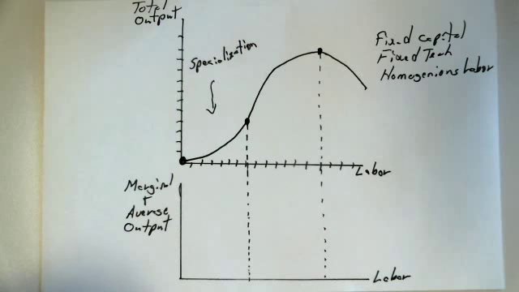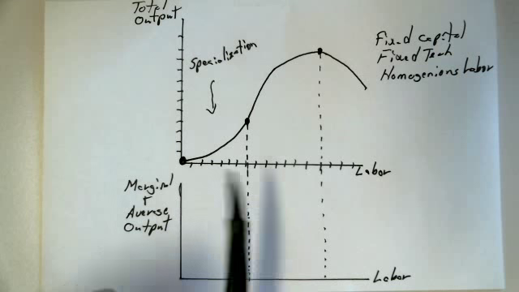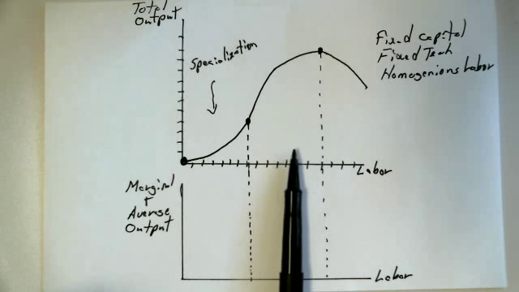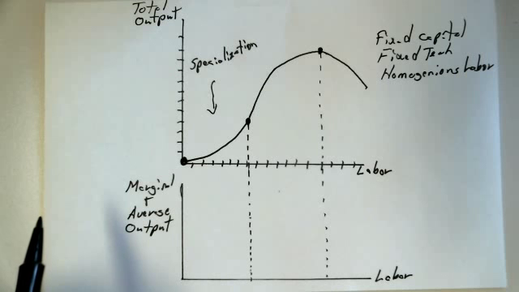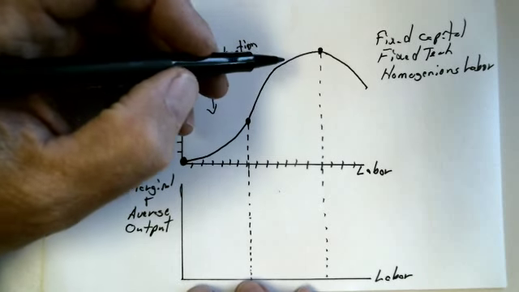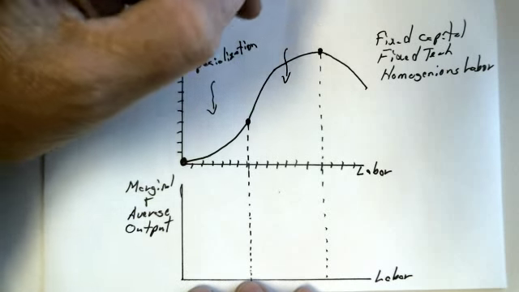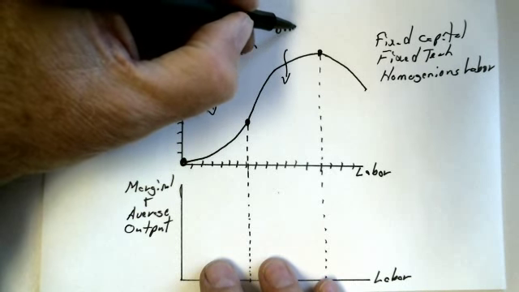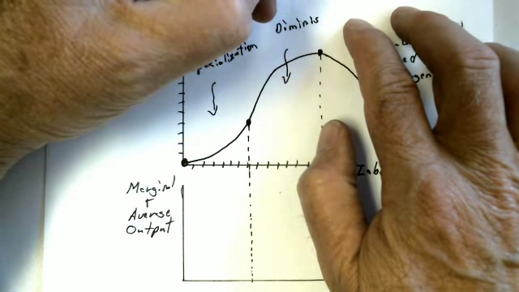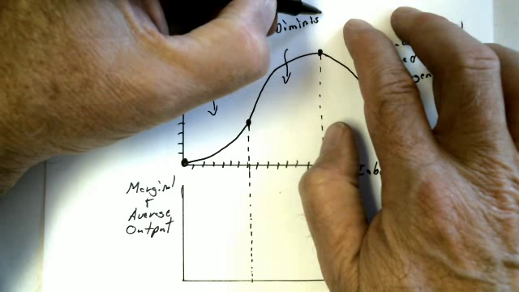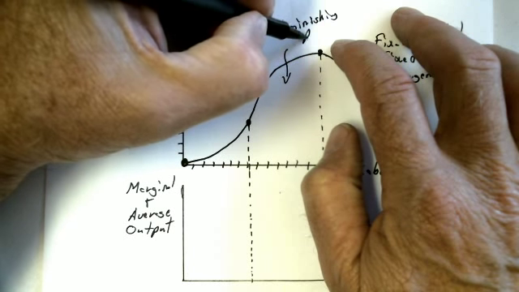But eventually, all those gains from specialization begin to play out. And when you hire more workers, that would be in this zone right here. As you hire more workers, output continues to go up, but it goes up at an ever smaller and smaller amount. So that's called the zone of diminishing returns.